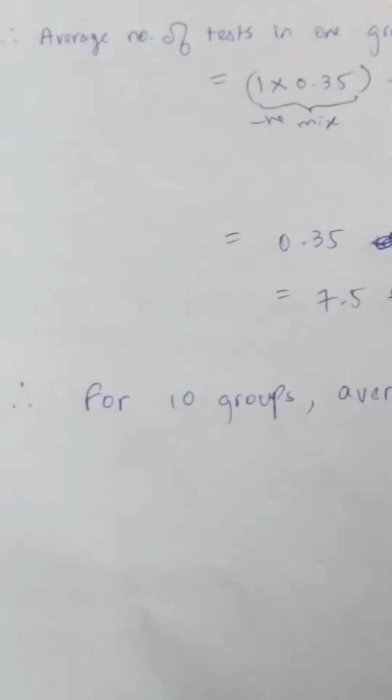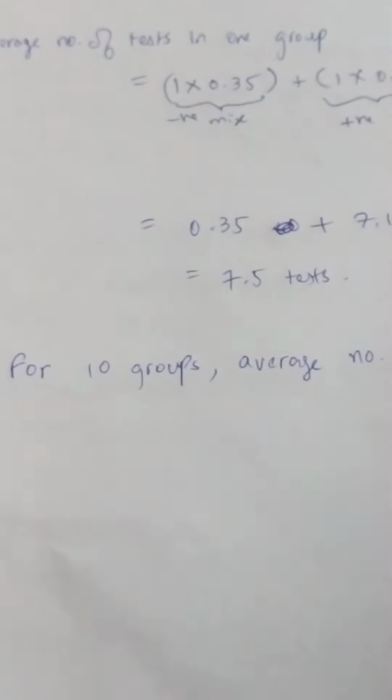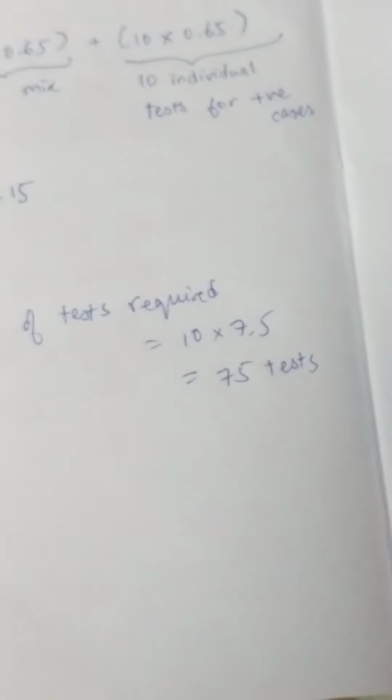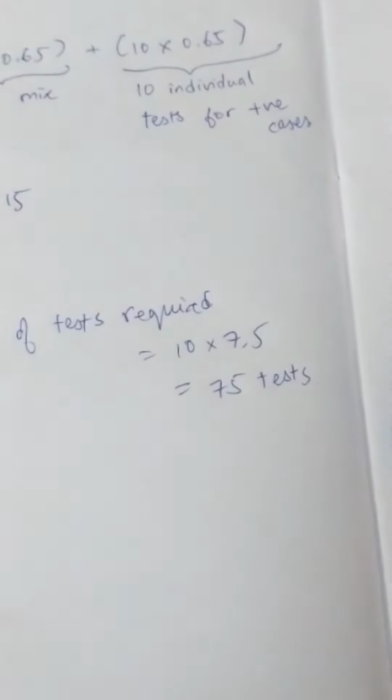Therefore, for 10 groups containing 100 people in total, the average number of tests required would be 10 into 7.5, that is 75 tests.